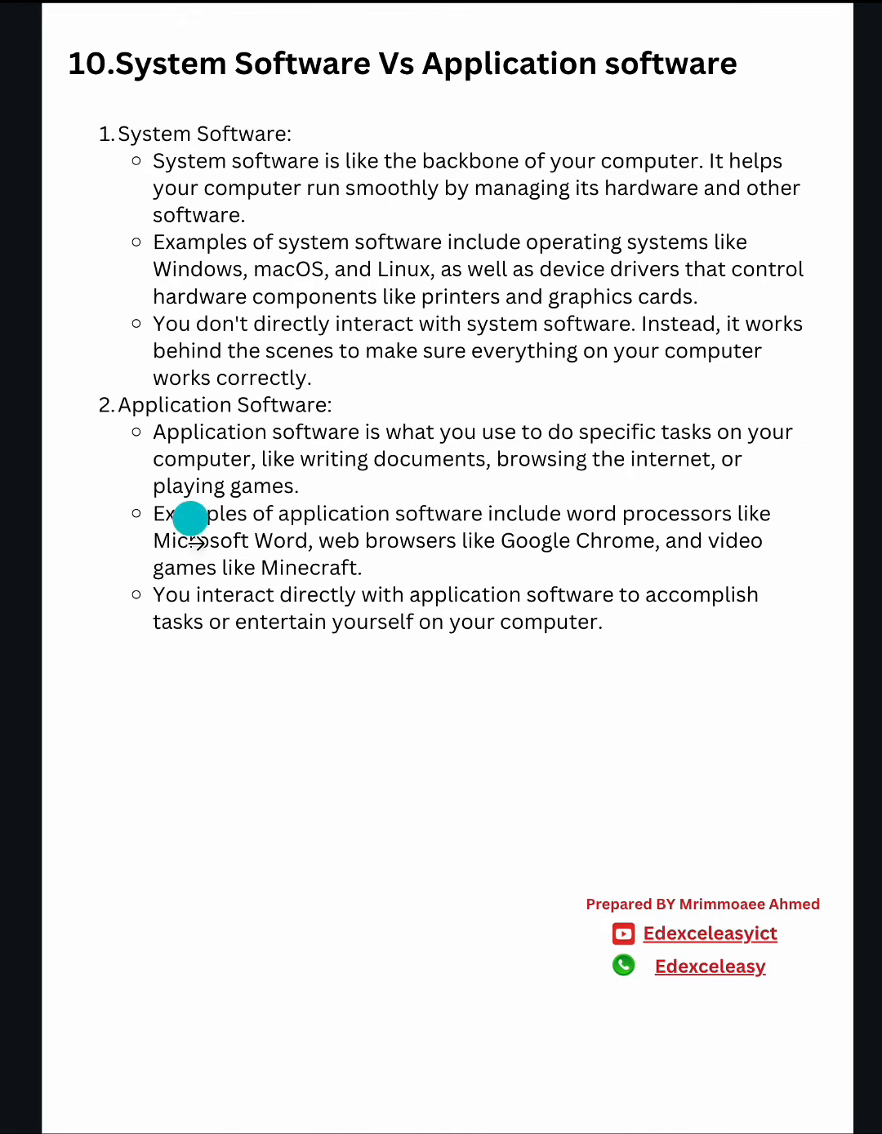Then come to application software. Application software is what you use to do a specific task on your computer, like writing documents, browsing the internet, or playing games. That means whatever we interact with, this is the application software. One of them is Google Chrome, right? Video games like Minecraft, whatever you interact with, this is application software. You interact directly with application software to accomplish tasks or entertain yourself on your computer, right?